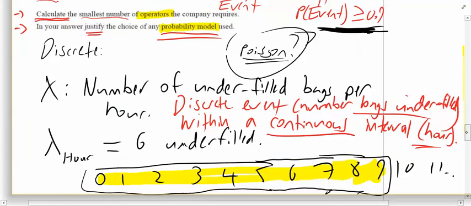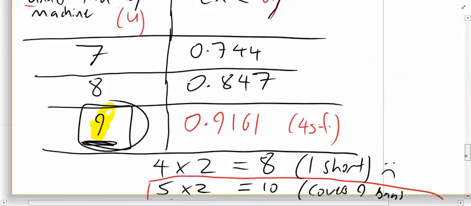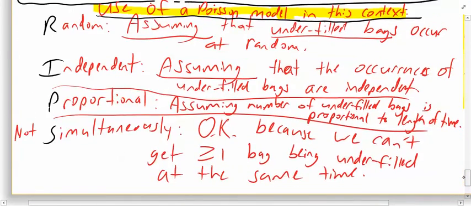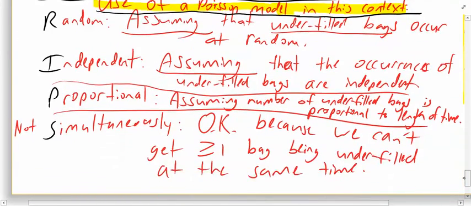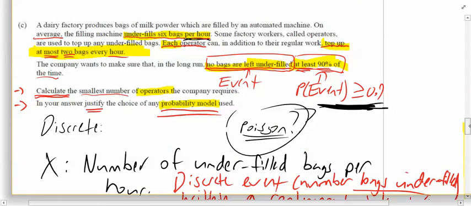Yeah, we've named the Poisson, discrete event in a continuous interval, in context, and we've talked about how the 4 requirements are met, or what we're assuming. So we've done those 2 things. So let's actually see how we would have gone.